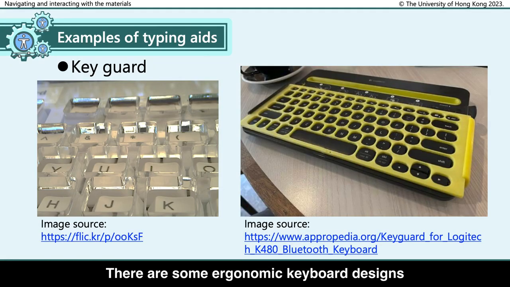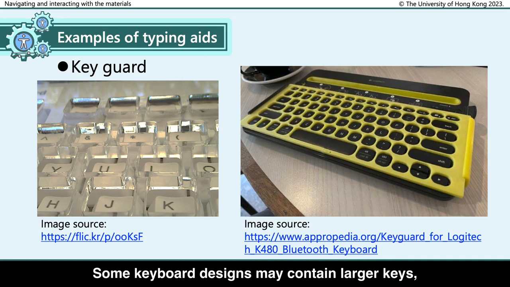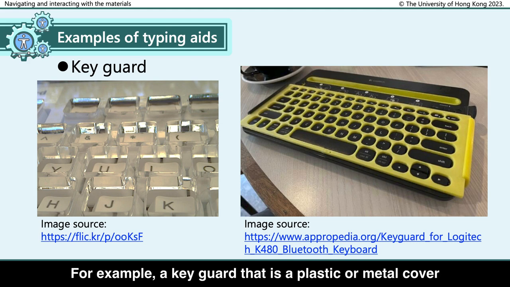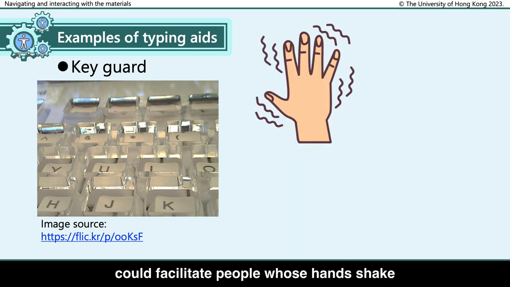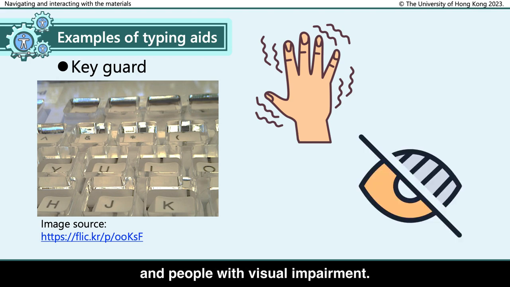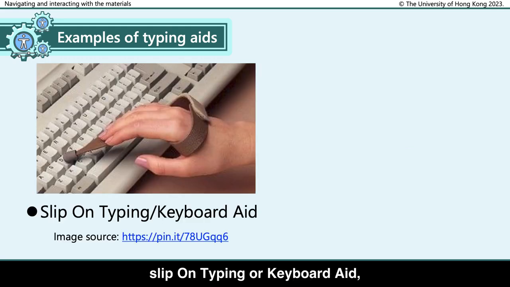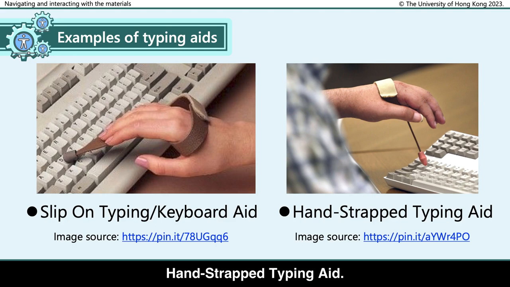There are some ergonomic keyboard designs to cater to the needs of different users. Some keyboard designs may contain larger keys, key labels, key spacing, illuminated keys, or custom layouts. For example, a key guard, which is a plastic or metal cover mounted on top of a keyboard, could help people whose hands shake to avoid accidental adjacent key presses or duplicate keystrokes, such as some people with cerebral palsy and people with visual impairment. Other examples of typing aids are slip-on typing or keyboard aids, and hand-strap typing aids.